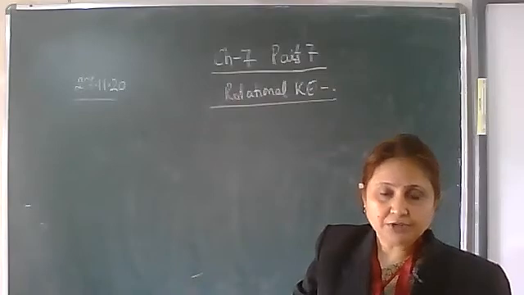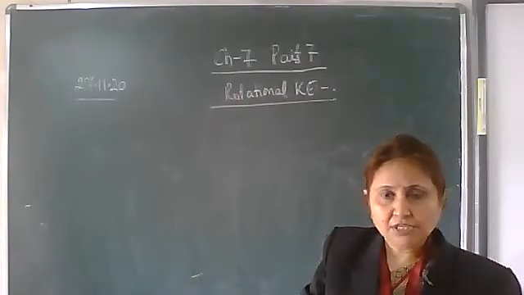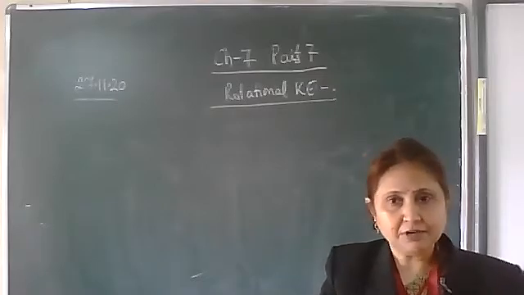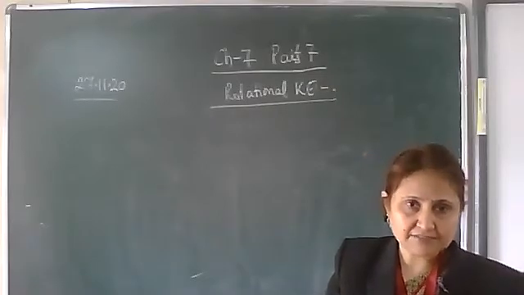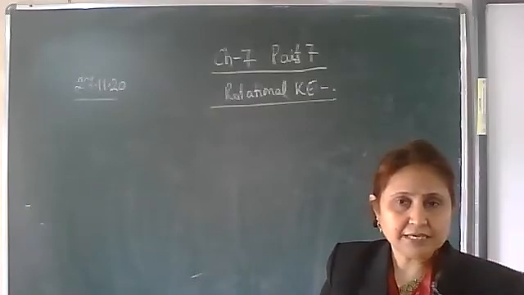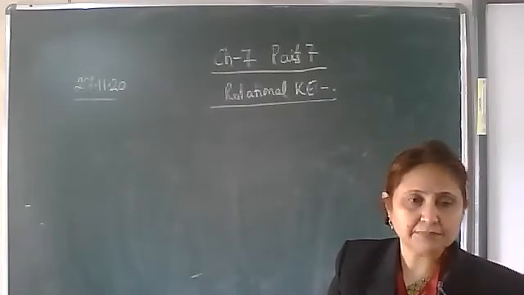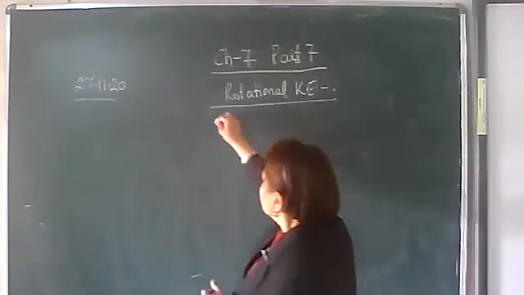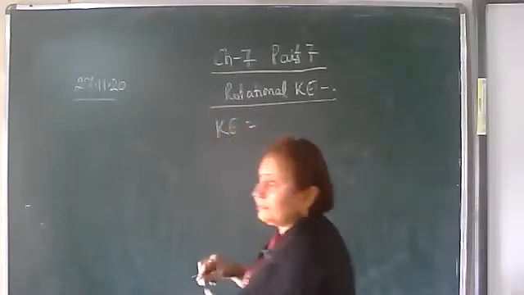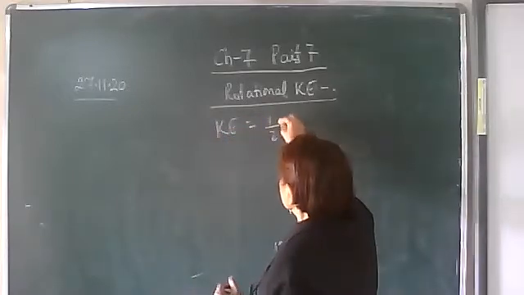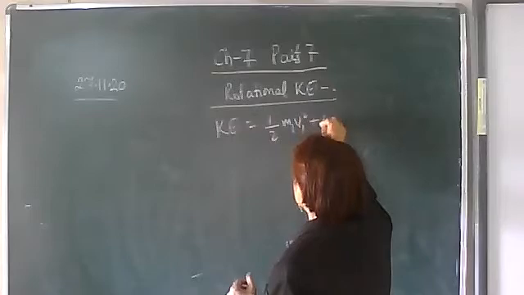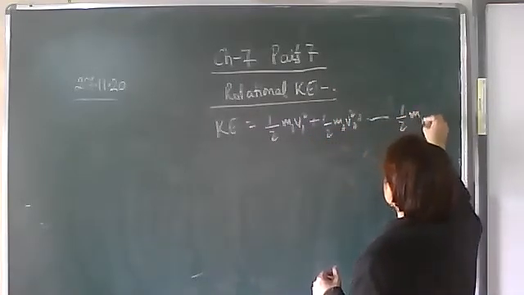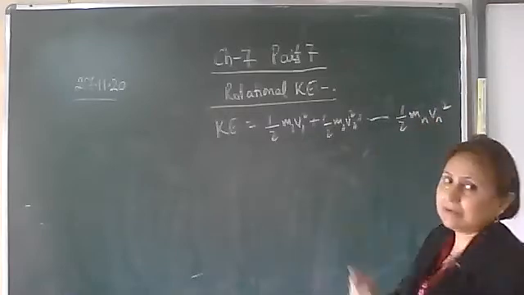Any rigid body rotating about its axis, each particle will have some kinetic energy. There are n number of particles in that body. The first particle's kinetic energy will be half m1 v1 square. Second particle, half m2 v2 square. This way, there are n number of particles. So the total kinetic energy of the body will be equal to the sum of the kinetic energy of the first particle, of the second particle, and so on up to n particles.